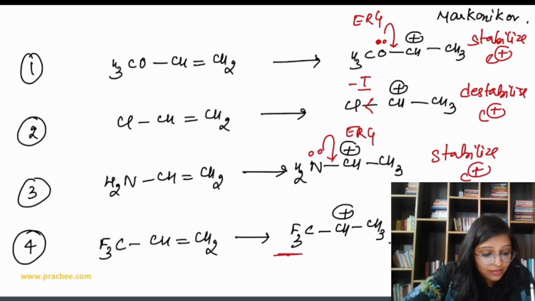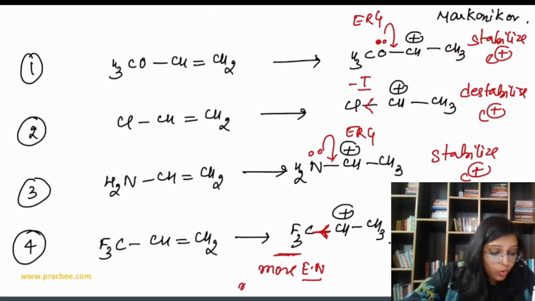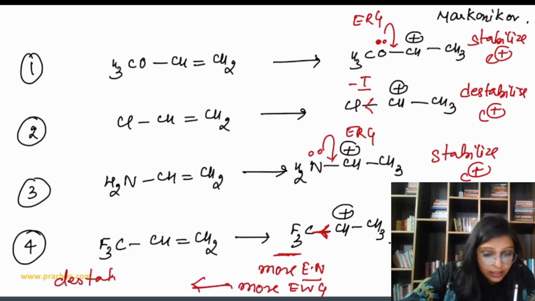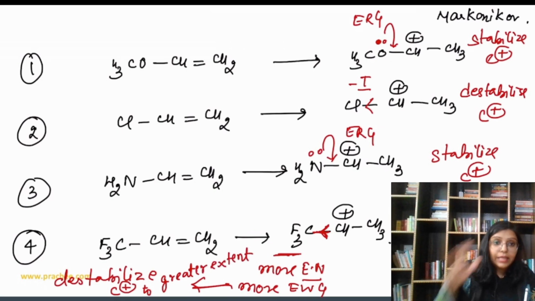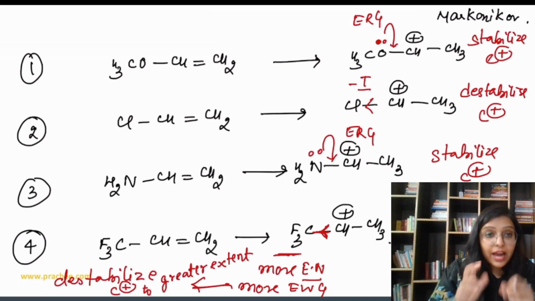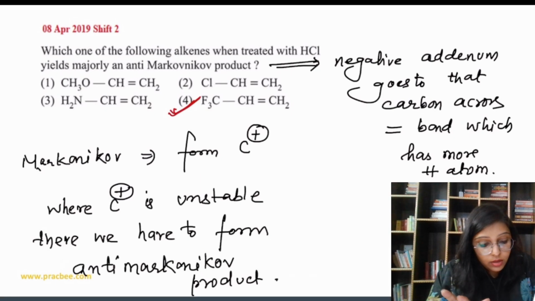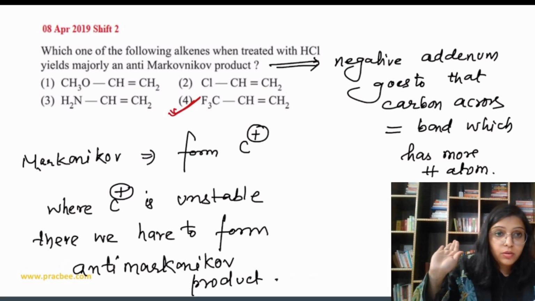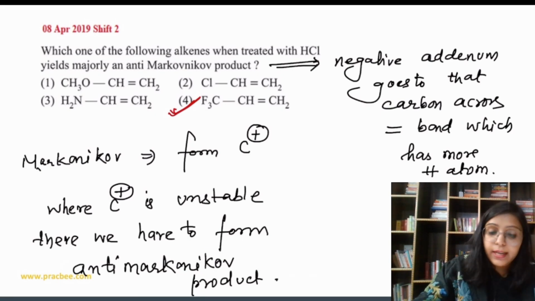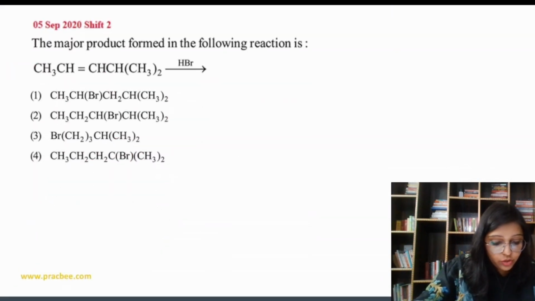Here CF3, more electronegative, na? More electronegative. So it pulls electrons more, right? So more electron withdrawing. So it destabilizes the carbocation to a greater extent. So here, because fluorine is the most electronegative atom, we have to take option number 4. It means it is going to yield an anti-Markovnikov product, not Markovnikov. Clear? Now let's do the next question.